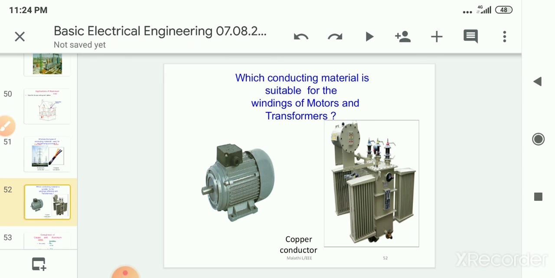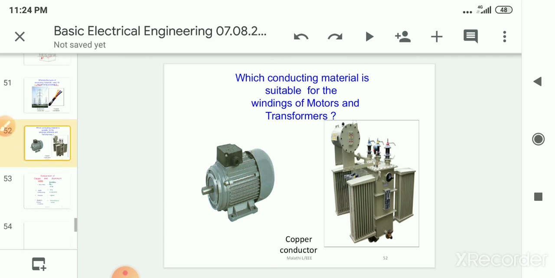And we observed these materials also. At our street ends we have transformers, and in our houses we have motors for water supply. There we use copper conductors.